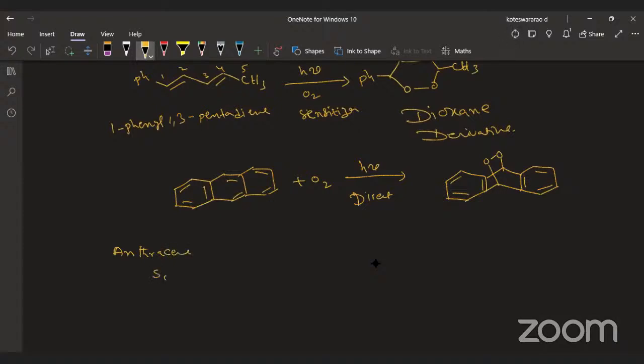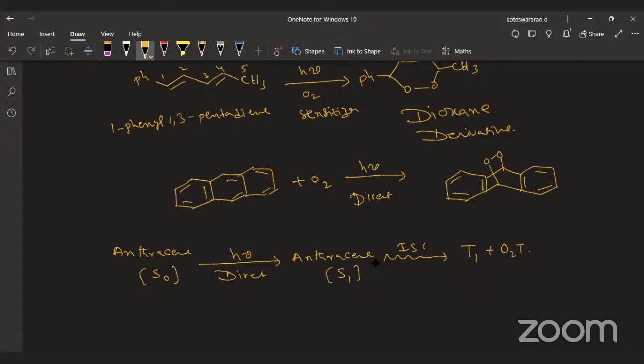It is in the ground state, right? On direct irradiation, it leads to the formation of anthracene in the first excited state, singlet first excited state. Now it is undergoing intersystem crossing. Then it leads to the formation of T1 along with a ground state. This T1 of the anthracene is generated.